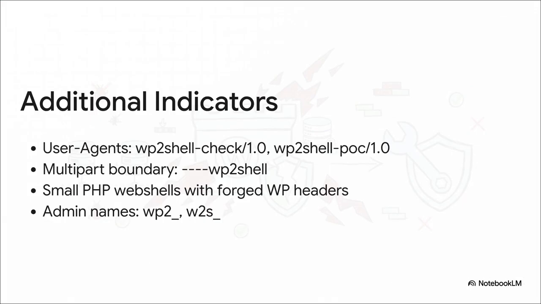To make this even easier to spot, here are a few more highly specific forensic details to keep in mind. These automated mass scanners are using distinct user agents like WP2Shell-check/1.0 or WP2Shell-POC/1.0. Also, the network traffic might actually show a multi-part form boundary prefixed with WP2Shell. If they do successfully breach the server, they tend to drop tiny PHP web shells, often just 1 or 2 kilobytes in size, that feature a forged author WordPress.org community header just to blend in. Remember, these are the classic hallmarks of opportunistic automated scanning scripts.